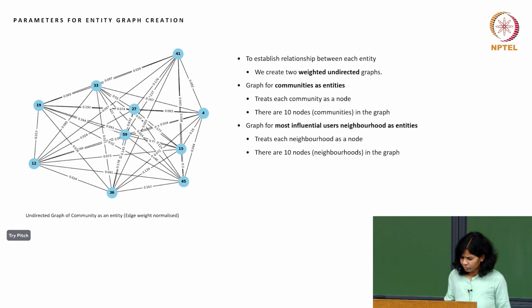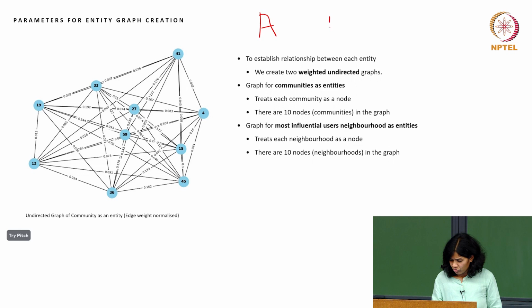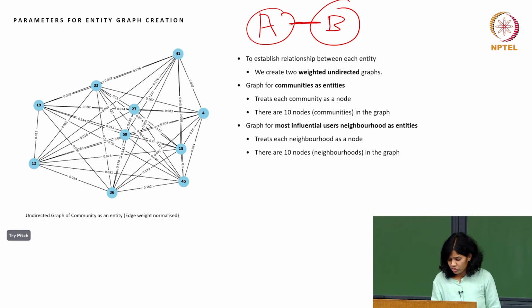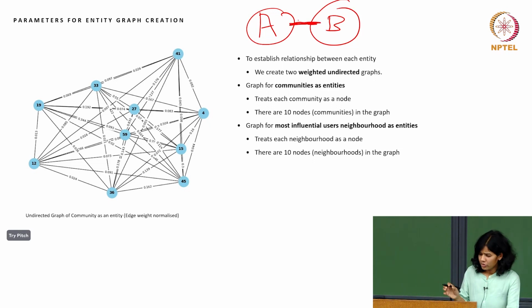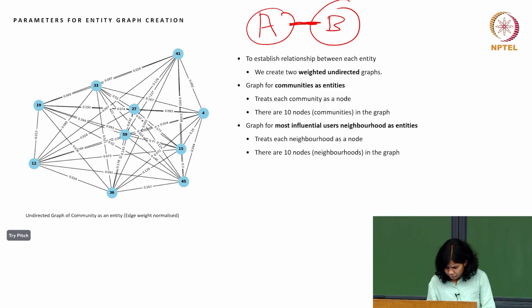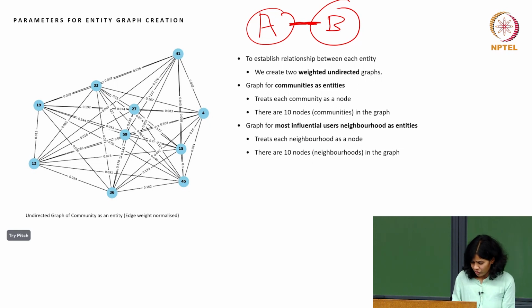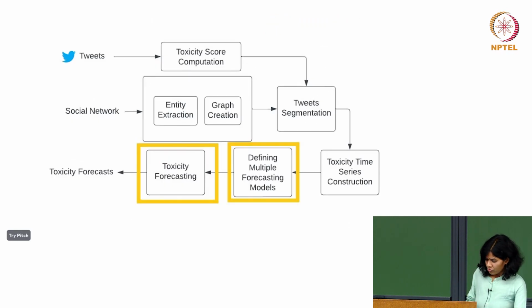Okay, so now, let's say neighborhood A and B are connected based on the common neighbors between them. So there's a weighted undirected edge based on the number of common neighbors, right? And for communities also we did the same, and for neighborhoods also I think we did the same. So this is the community to community graph here, in this plot.